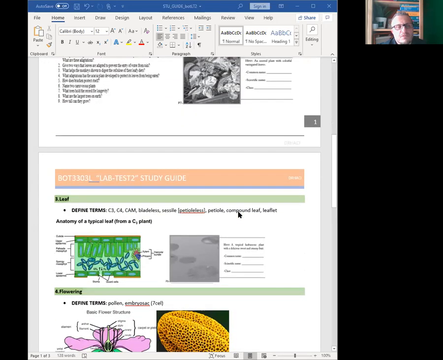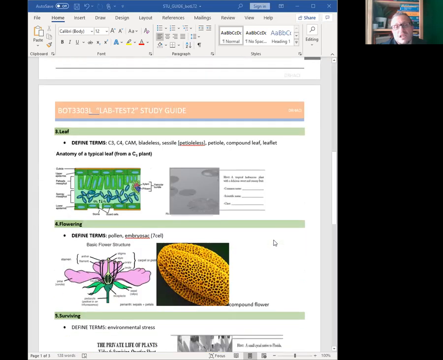The next lab is the leaf lab, with terms like C3, C4, and leaf anatomy: petioleless leaves, sessile leaves, which is also the same as petioleless, petiole, compound leaf, simple leaf, leaflet, the difference between leaf and leaflet, and then basic anatomy, especially between C3 and C4. Remember, C3 has palisade mesophyll and C4 does not have that, but C4 is a more efficient photosynthesis. And the plant of the week, like the lily pads you see here.